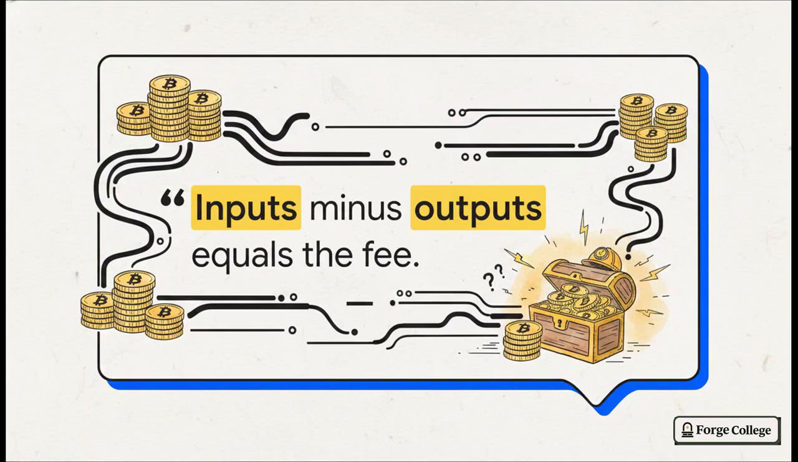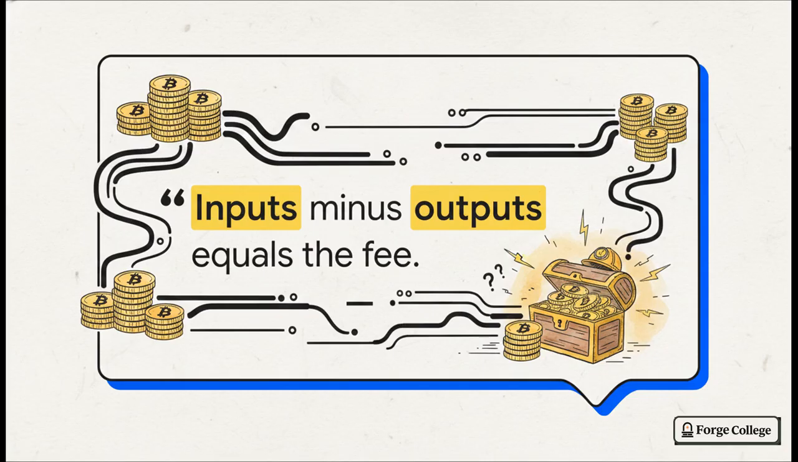Now, why do we go through all this trouble? Because of the sacred law of Bitcoin engineering, inputs minus outputs equals the fee. You see, there is actually no dedicated fee field in a Bitcoin transaction. It's entirely inferred by the network.